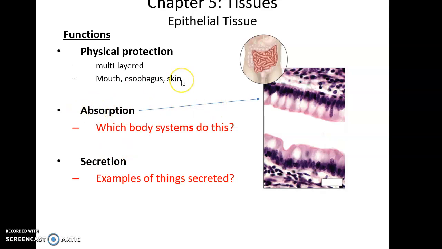Then we have absorption. Some epithelial tissue functions to absorb materials into deeper tissues of the body or into the bloodstream. And then we have secretion. Secretion, the release of materials that the body may need. So absorption, what are some systems where that occurs? Digestive system, urinary system, respiratory system. Secretion, where does that occur? That occurs in a lot of places. So things that can be secreted: mucus, saliva, tear fluid, lots of things, gastric juice.